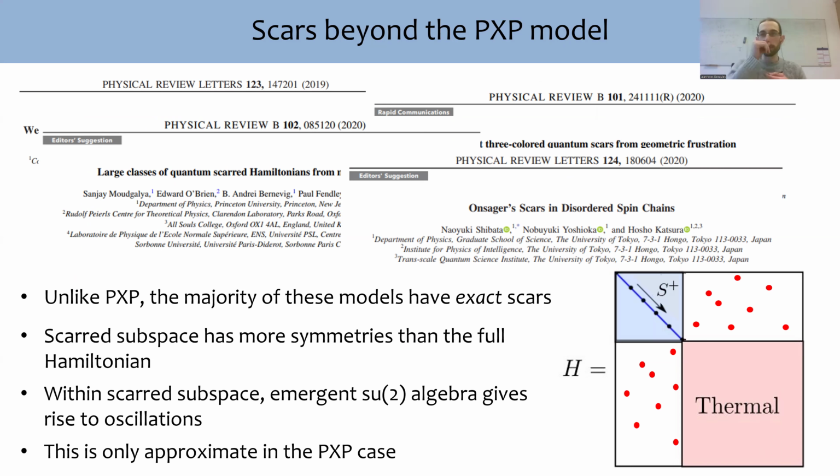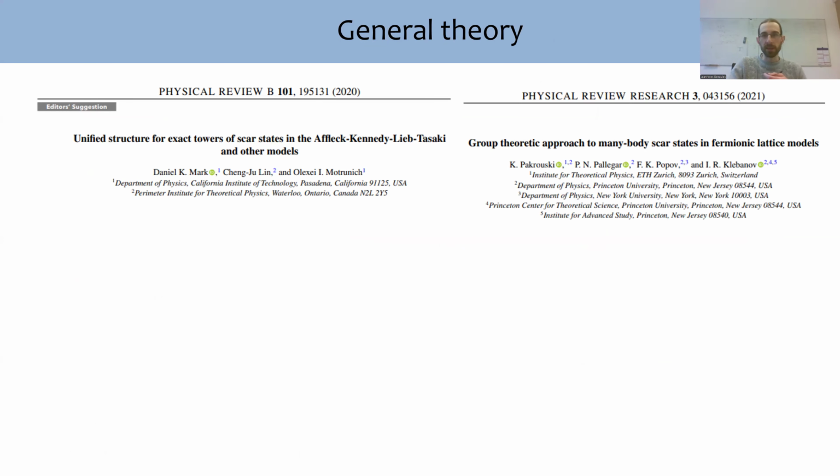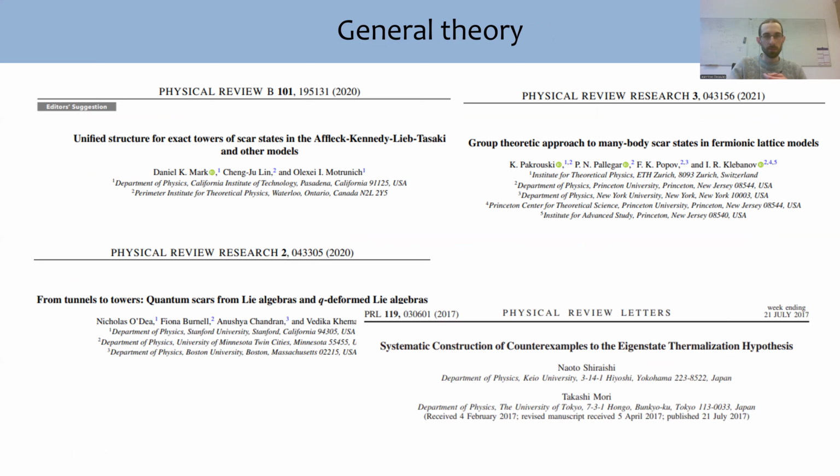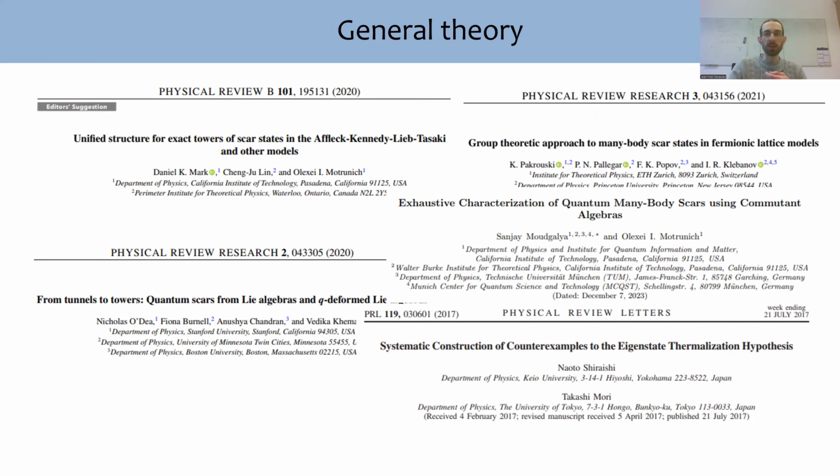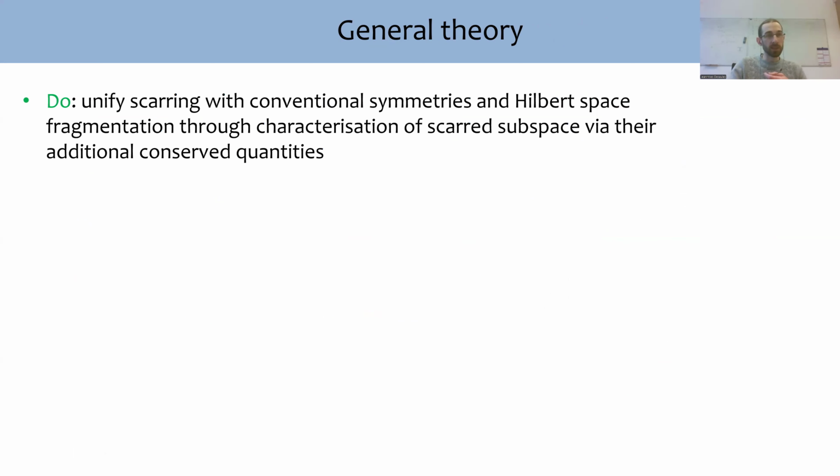And this is extremely relevant when it comes to the theory of scarring, because people have not just come up with new scarred models, they have come up with new theories to understand them. There are quite a few of them, relying mostly on symmetries and other special properties of the scarred states. And these all do and do not do a few things. What they do is unify scarring with conventional symmetries and Hilbert space fragmentation through the characterization of the additional conserved quantity in the scarred subspace. So scarring is no longer its own thing apart. It can be fitted with most of what we know.